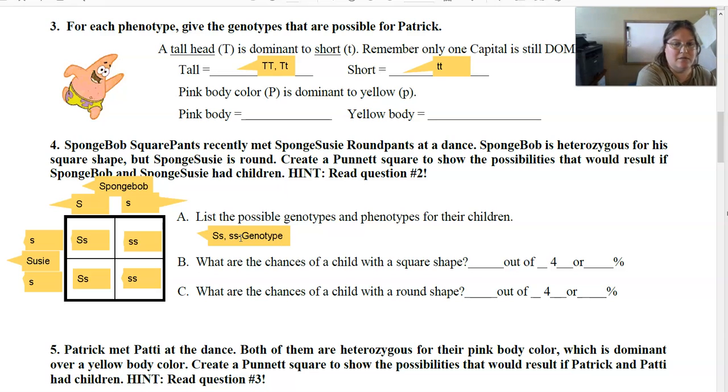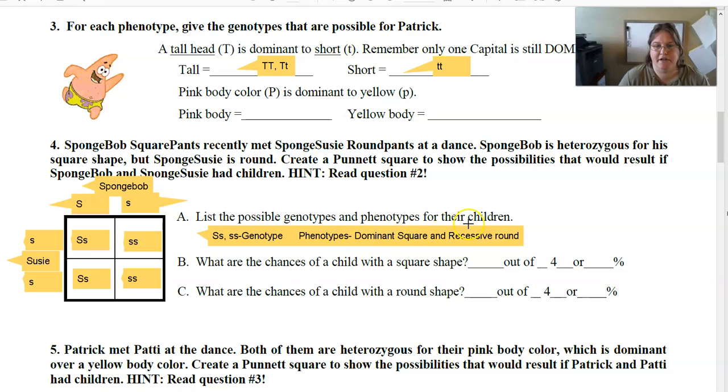Now, what would that make for the phenotype? Your phenotypes are, you will have a dominant square and a recessive round. Those are your phenotypes.